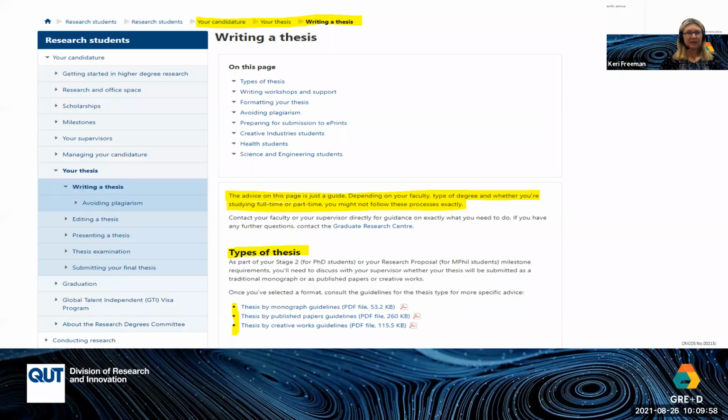So you can see here, this is where that link will take you. You can see down the bottom there, types of thesis, and there's some guidelines in there to help you work out which one is best for you. And of course, talk about it with your supervisor. If you scroll down further on that page, there's also additional information related to the different faculties as well. So that's something I want you to remember too.